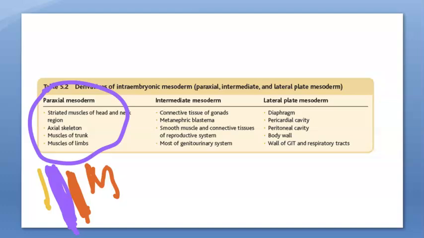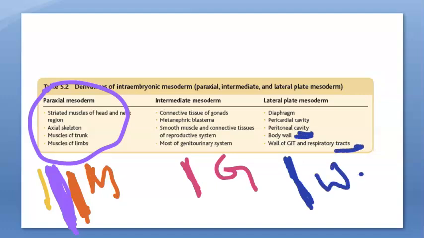Coming to the intermediate, what will happen to the intermediate? Something in the middle. So this will form the genitourinary system, like the kidney, then the ovary, testes, all that they are talking about. That much you can remember. Then coming to the lateral plate mesoderm, this will form the diaphragm, that's a muscle, pericardial cavity, peritoneal cavity, body wall, right? Wall of everything it will form. Okay, this will become wall. This much you can remember. Bone, muscle, genitourinary, and outside it is wall.